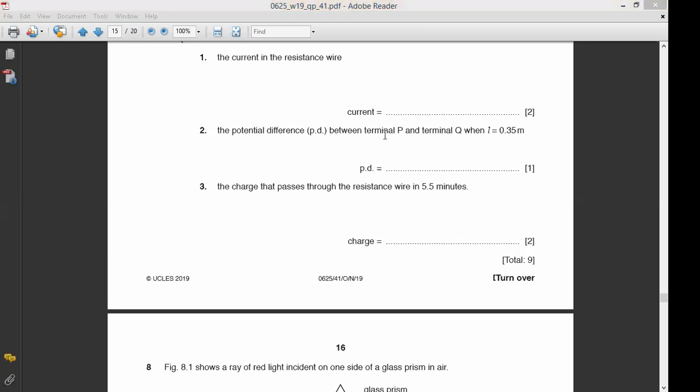Now, the potential difference between terminal P and terminal Q when L is equal to 0.35. Remember, they're talking about potential difference. Now, we actually need to get that from our graph. So if we had a good graph now, we would have done that.